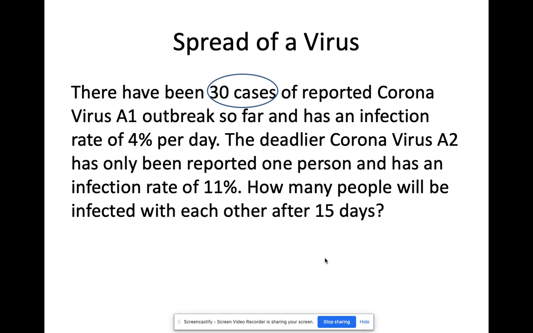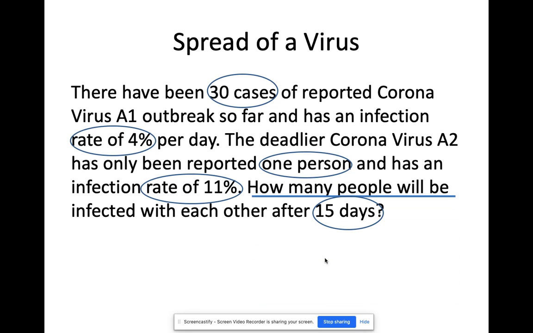First, you have 30 cases for A1, and it's going at a rate of 4% per day. However, coronavirus A2 has one person to start and an infection rate of 11%. Now the question also gives 15 days. How many people will be infected after 15 days?